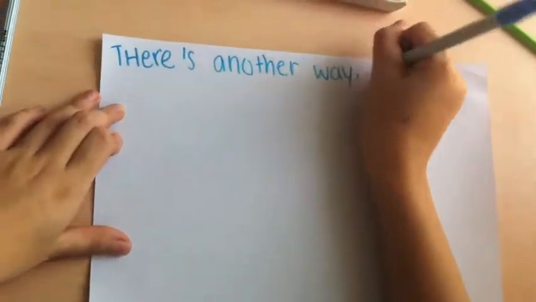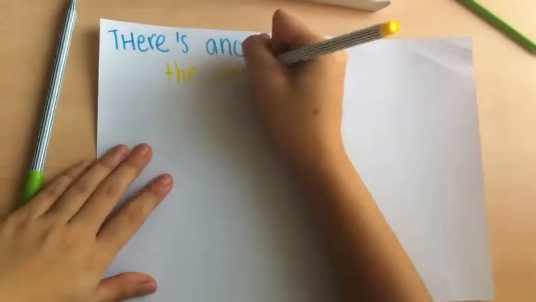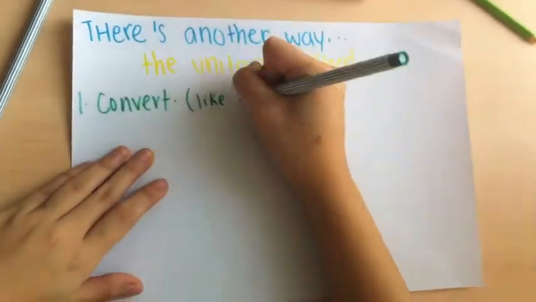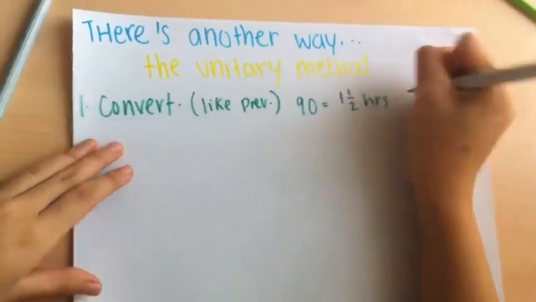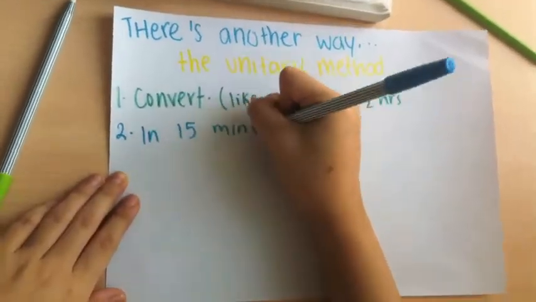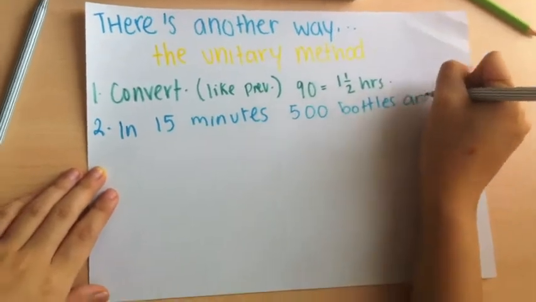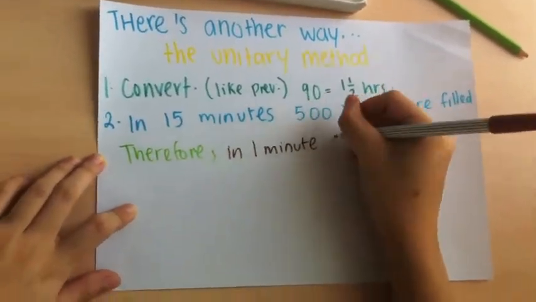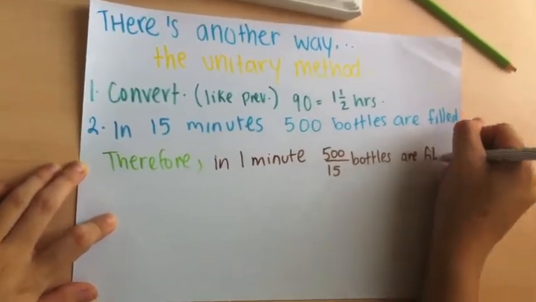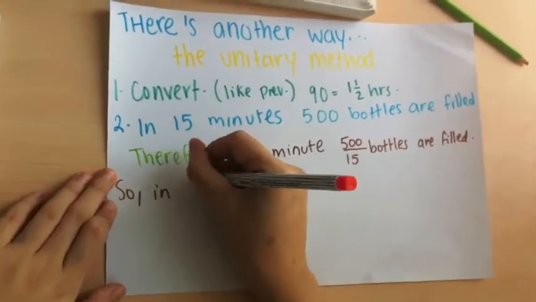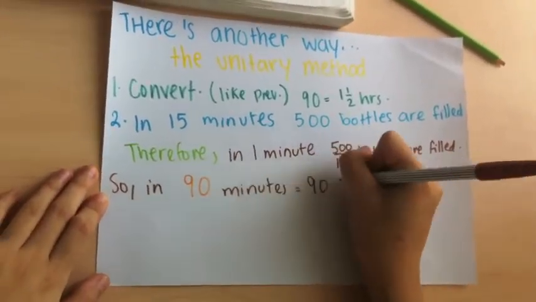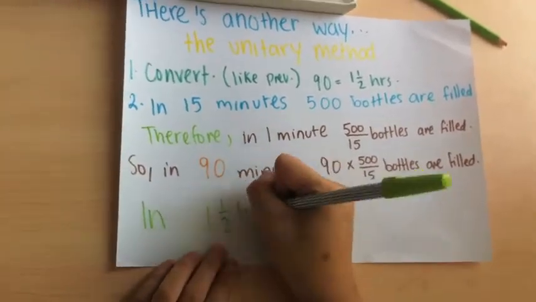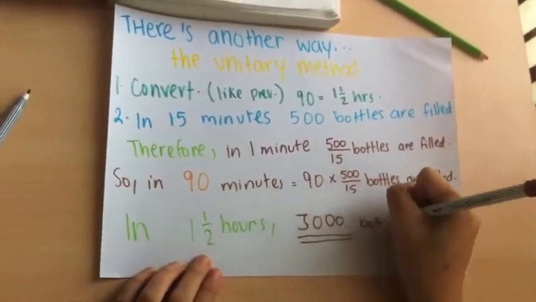And there's another method, the unitary method. Okay, so first convert. 90 minutes. In 15 minutes, 500 bottles are filled. So, in 1 minute, 500 over 15 bottles are filled. So, in 90 minutes, 3,000 bottles are filled!